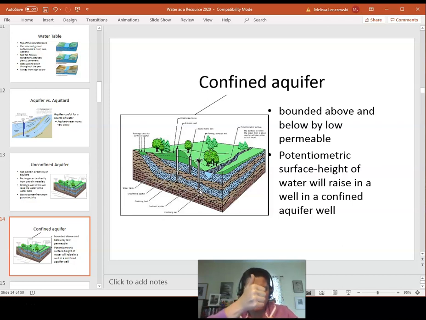You can push water up. That is what it's doing inside of there. Because it's got this clay layer on the top of it, it's great because it prevents pollution from getting into it. So generally, these confined aquifers are less susceptible to pollution. They can make an artesian well. We'll talk more about artesian wells.